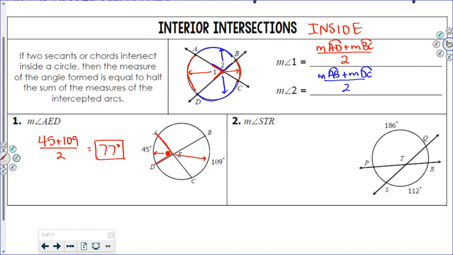Okay, and the same thing for number 2, if we're looking at angle STR, that is this angle here. Again, we're going to use the arc in front and the arc behind. So you have 112 and 186 divided by 2, and you get a value of 149 degrees. Okay, so that's the basics.